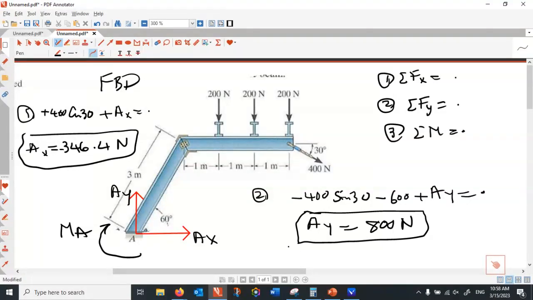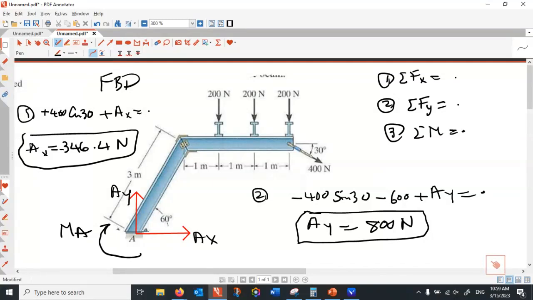If the question only asks you to find the bending moment at A, what was the best equation to start with? If you are not interested in AX, AY, could you just jump into equation 3 to find the bending moment? Yes or no? Yes, because by taking the center of rotation at A, you get rid of AX, and then the only unknown in the equation becomes MA. So that's how we find MA.